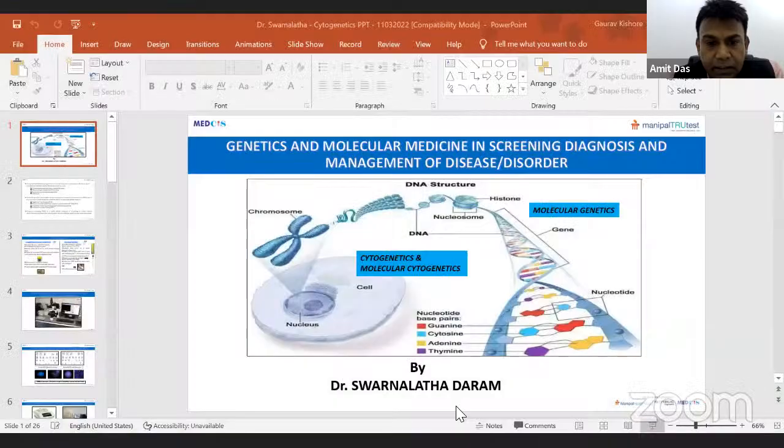Let me introduce you to today's speaker, Dr. Swarnlata. Dr. Swarnlata heads our genetics department. She has a total experience of 10 years in this field and for the last 2 years has been associated with us. She specializes in cytogenetics, genetics and molecular genetics. She has done her PhD in genetics from Osmania University and has almost 7+ publications in her forte.